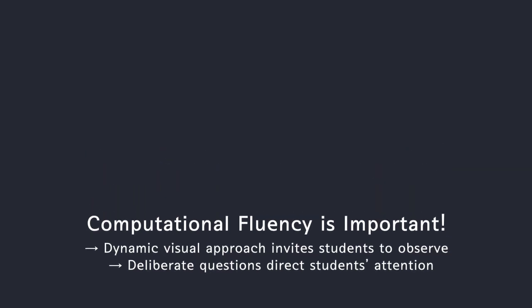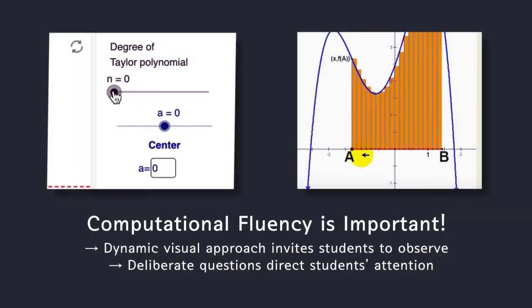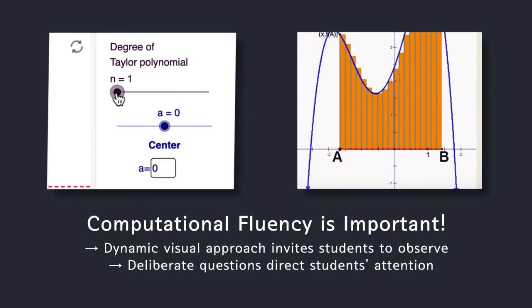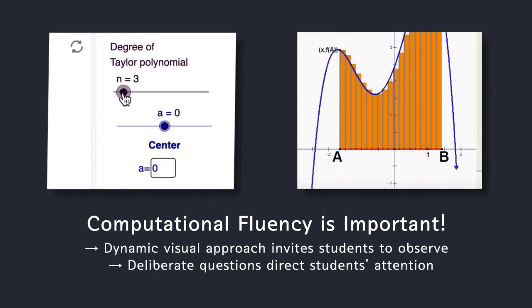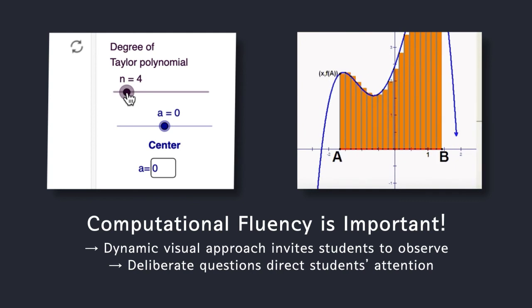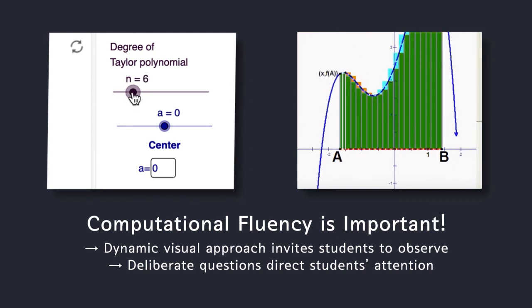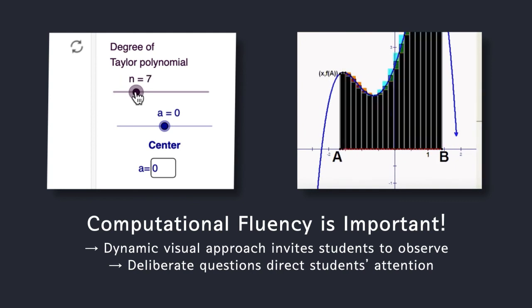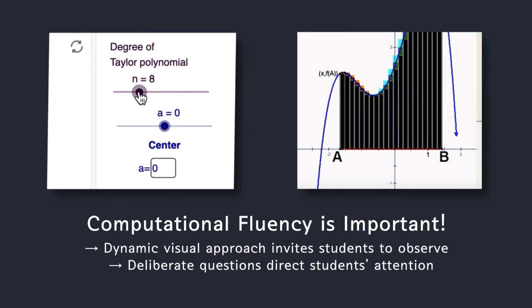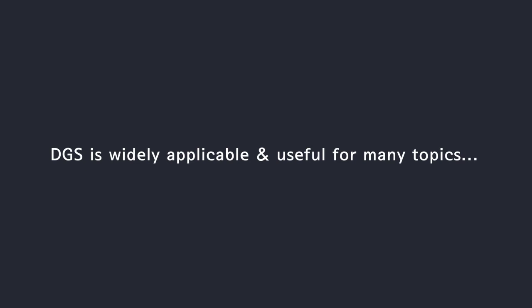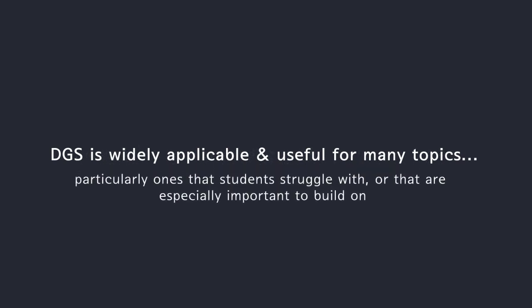For example, the dragging tool and the slider feature in GSP and GeoGebra respectively make dynamic changes visible and therefore evoke a sense of understanding of covariation by seeing that as the dependent variable changes, the independent variable changes also. It sounds like DGS could be widely applicable and useful for many topics, particularly ones that students struggle with or that are especially important to build on. Is that fair to say?